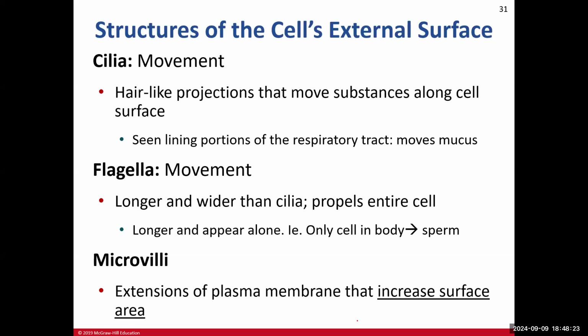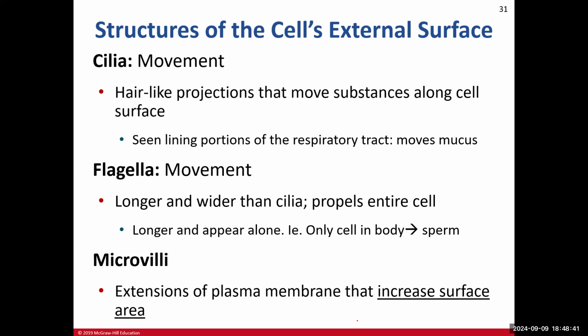So for example, we saw the goblet cell. Remember the goblet cells? Those are the cells that make mucin, mix it with water, make mucus. And so usually goblet cells are going to be found, not all the time, but in most cases, they're going to be associated with ciliated epithelium.